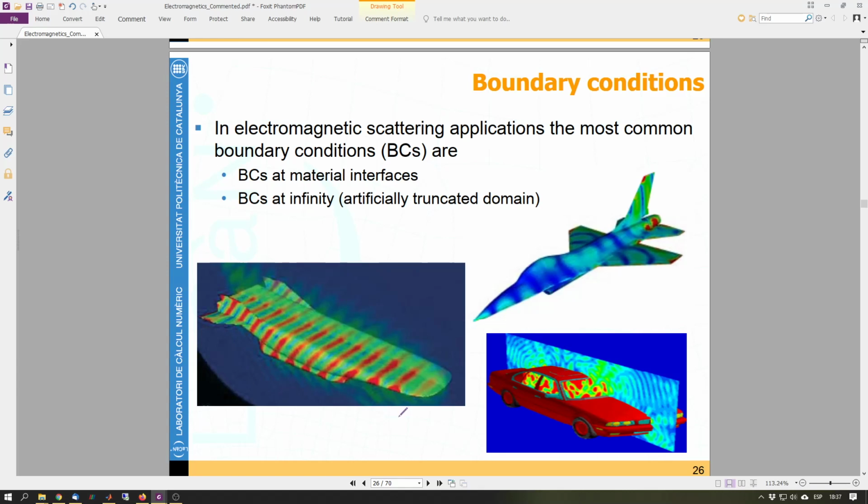So with that, we finish the first session, and we'll have a second session looking at these boundary conditions and looking at the numerical solutions that we have for these electromagnetic problems.